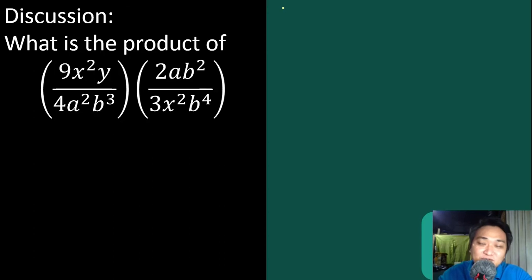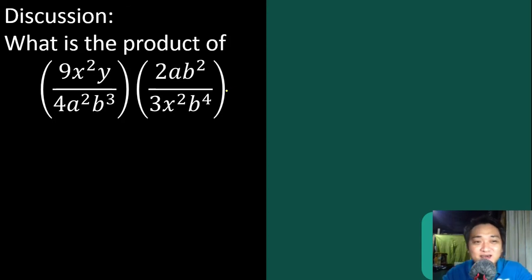Now, syempre, yun yung ginagawa natin nung tayo ay elementary pa, no? We're dealing with fractions. But since we are now on grade 8, we will be dealing with rational algebraic expressions. At katulad din sila ng mga fractions. We can multiply them, we can divide them, we can add them, and we can subtract them.